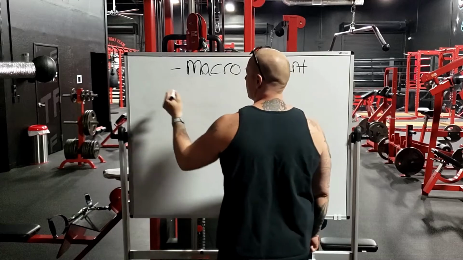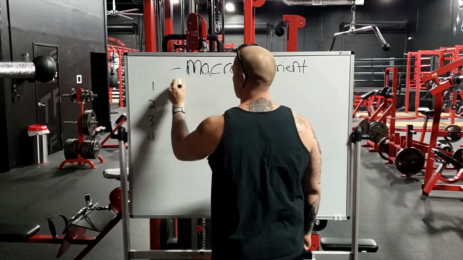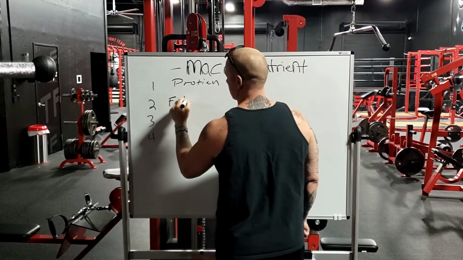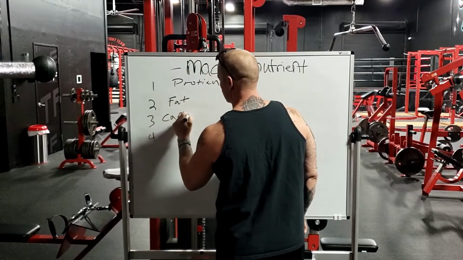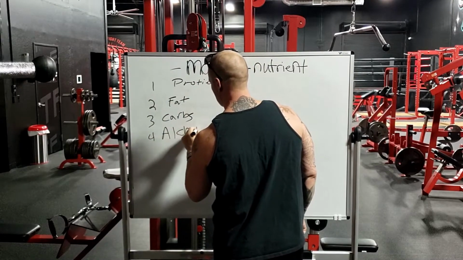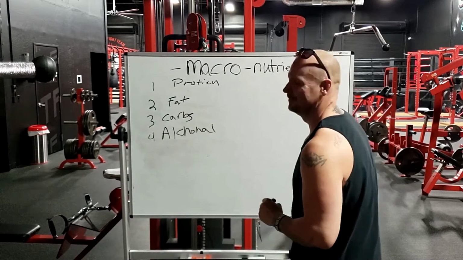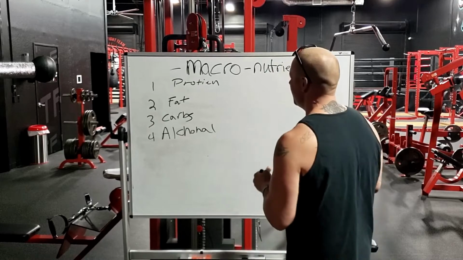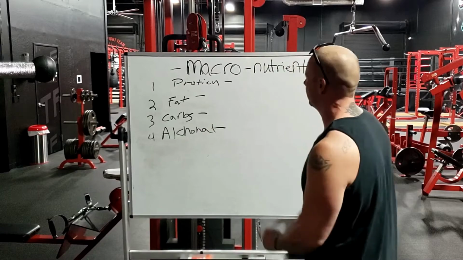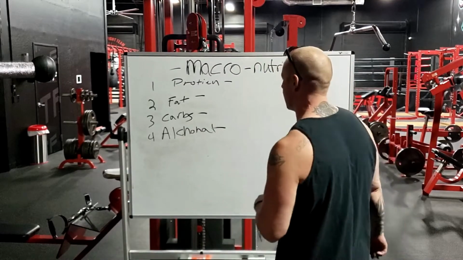Macronutrients are going to be the following 4: 1, 2, 3, 4. Protein, fat, carbs, and alcohol. I don't even know if I spelled that right. Definitely think that's wrong. How do I not know how to spell alcohol? Okay, so these are your body's fuel sources. To touch on it really quick, micronutrients would be like vitamins, minerals, and things like that.